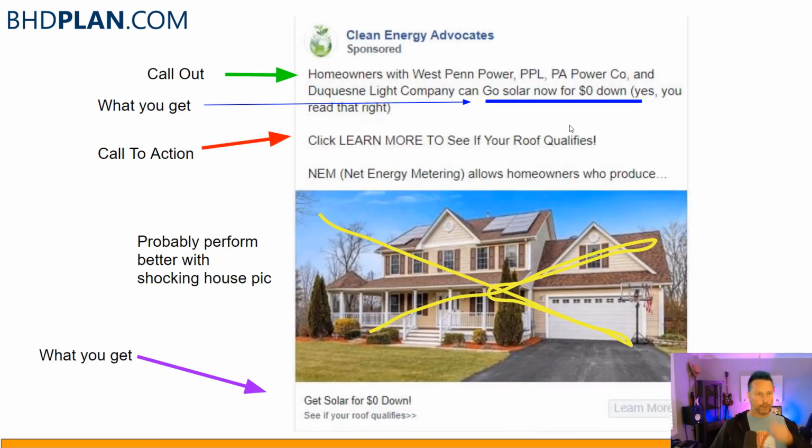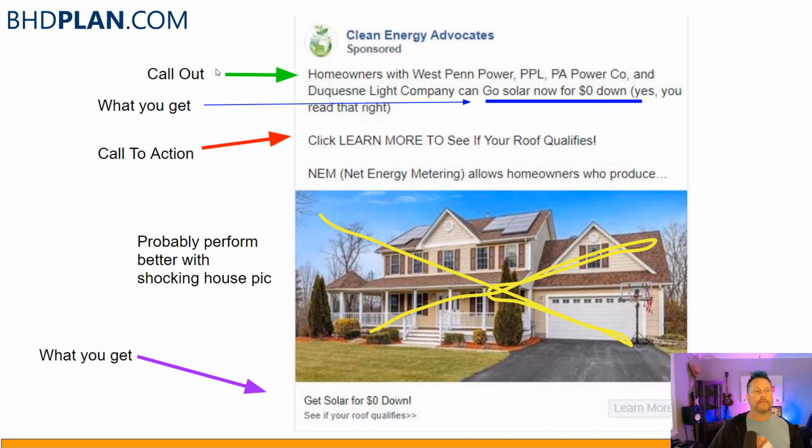So let me show you right here. This one has a call out right now. It says homeowners, and they go for the power companies, right? It's probably Pennsylvania and like West Virginia or something. They tell them what they're getting. Solar now for zero down. Yes, you read that right. You can get solar for no money down. Call to action: click learn more to see if your roof qualifies.